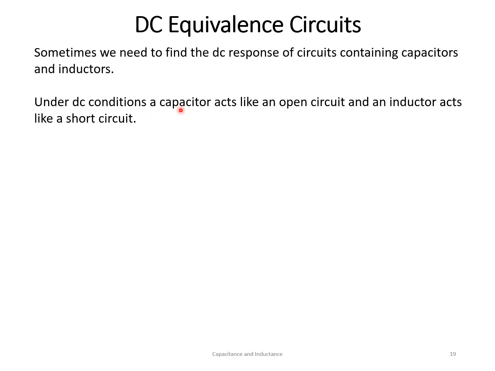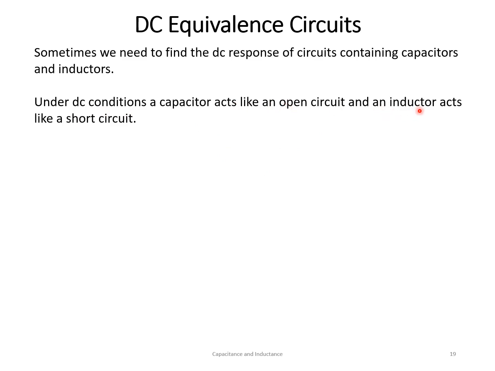Under DC conditions, a capacitor acts like an open circuit and an inductor acts like a short circuit. You know that the capacitor current is C dVc by dt. Under DC conditions, there is no change in the voltage across the capacitor. Therefore, the current is zero. If current is zero, the capacitor will behave like an open circuit.